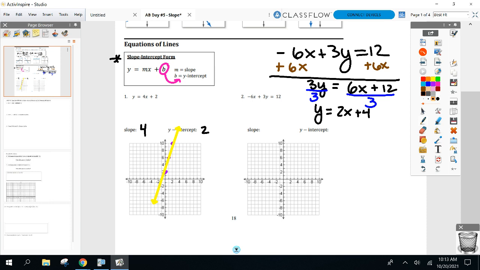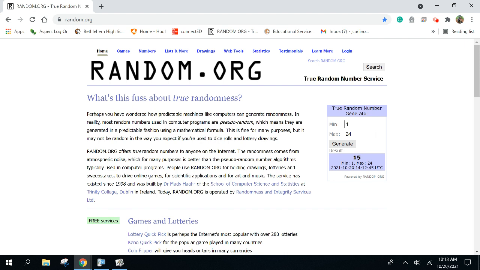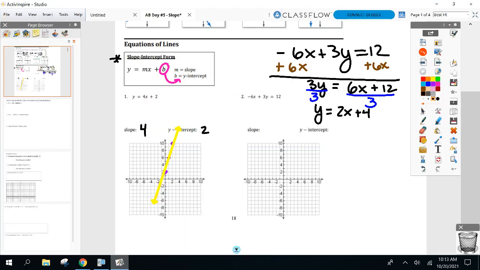All right, so now I have it in the slope-intercept form. Now give me the slope and the y-intercept. Jackson, you're up. How about the slope? 2, and the y-intercept? 4. Good job.